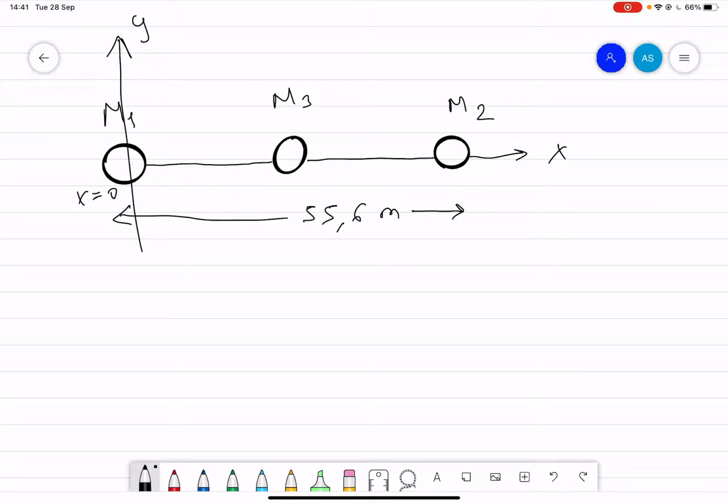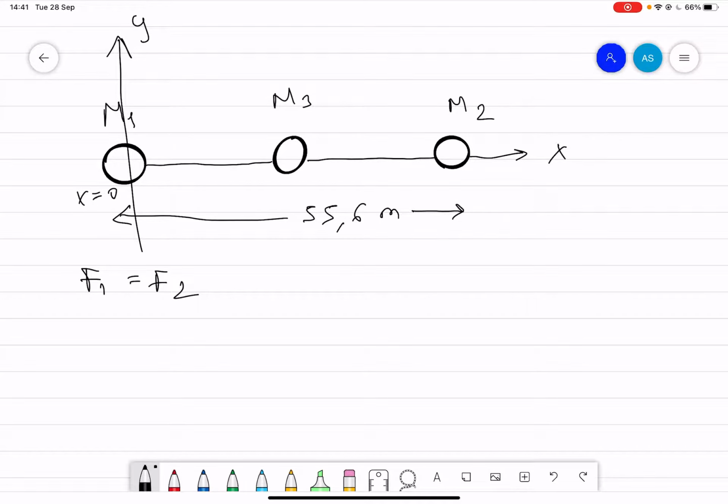At what value of x would the third mass, m3, experience no net gravitational force due to m1 and m2? So basically, if you have these two masses and you place this m3, it has to be balanced in such a way that it will not move back and forth. Okay, so it has to stay at a certain distance so that there is no net gravitational force due to m1 and m2. In other words, we have to say that F1 should be equal to F2.